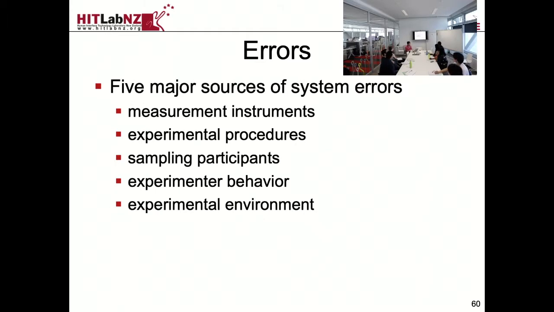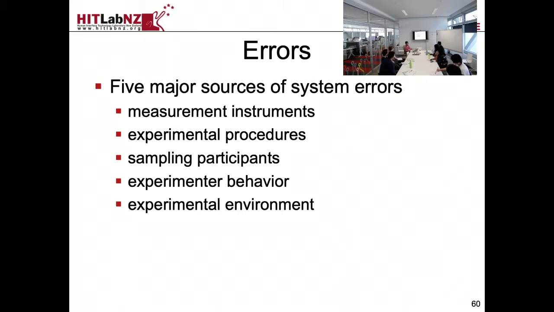So there are 5 major sources of systematic errors. I will just read them. Measurement instrument and the experiment procedure. If your procedure didn't think about the order, that will make an error bias. And the sampling of participants: if the number of participants is too low, or even if you have a very big group but they all come from Canterbury University, or they all come from your family members, that is a bias, right? So we have to avoid such a situation.